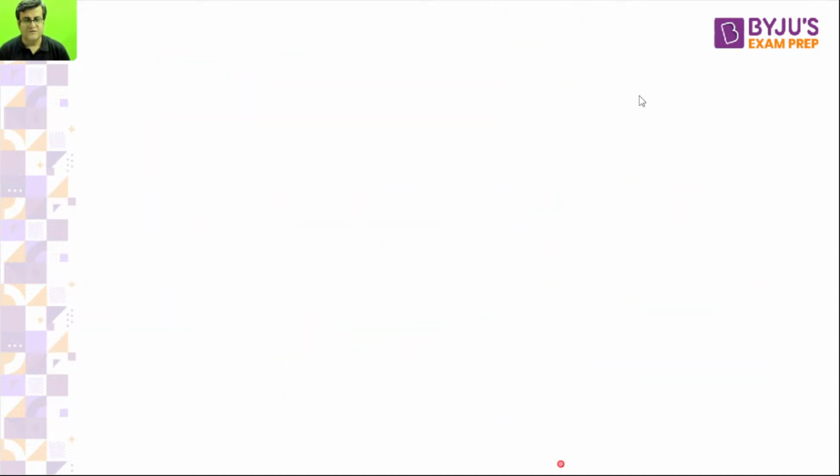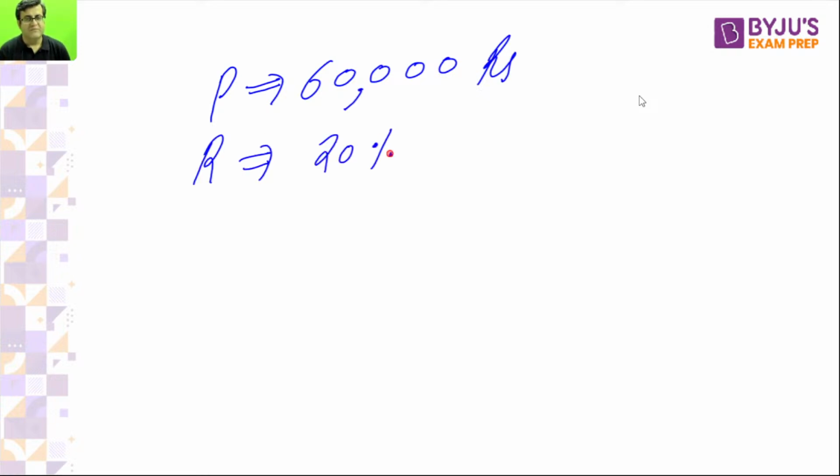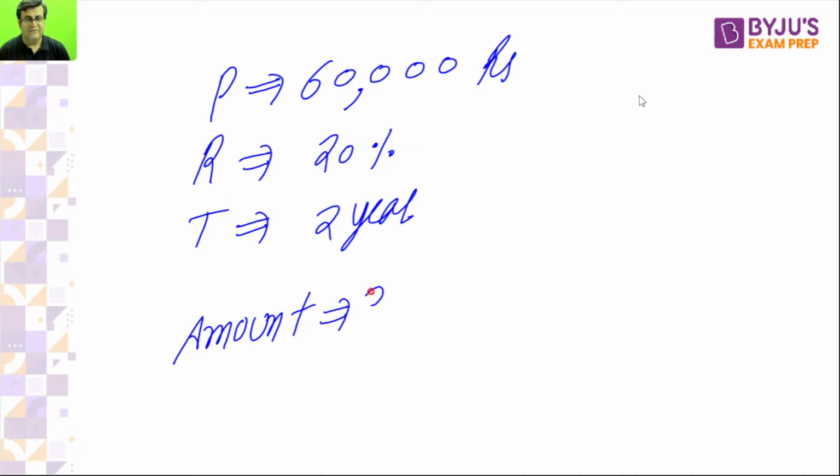Let's discuss more questions, you will be more clear. Let's suppose the principal is 60,000 rupees, the rate is 20% per annum, and the time is 2 years. Find the final amount after 2 years. Tell me first. Principal is 60,000, rate is 20% per annum, time is 2 years. Find the amount in this case.